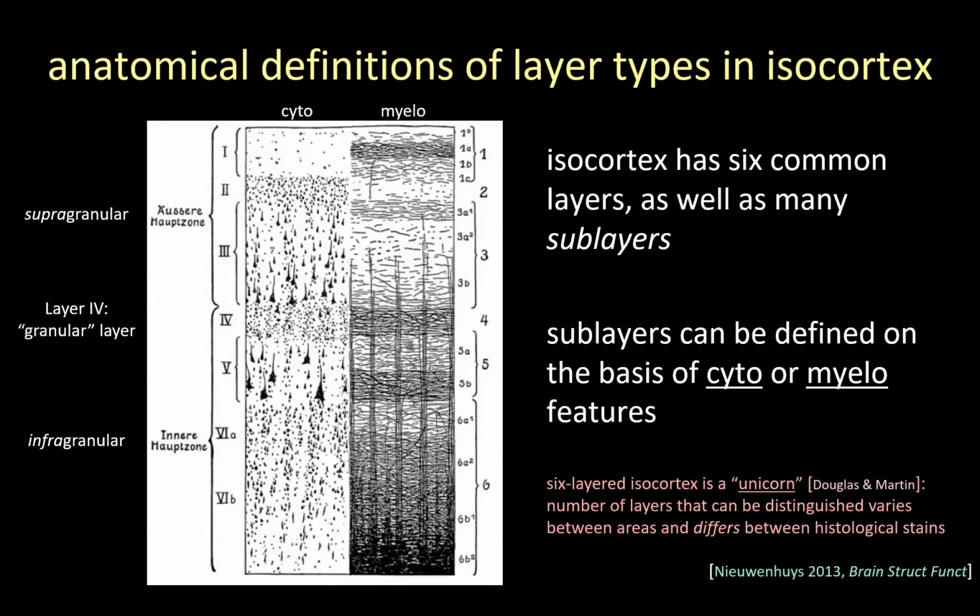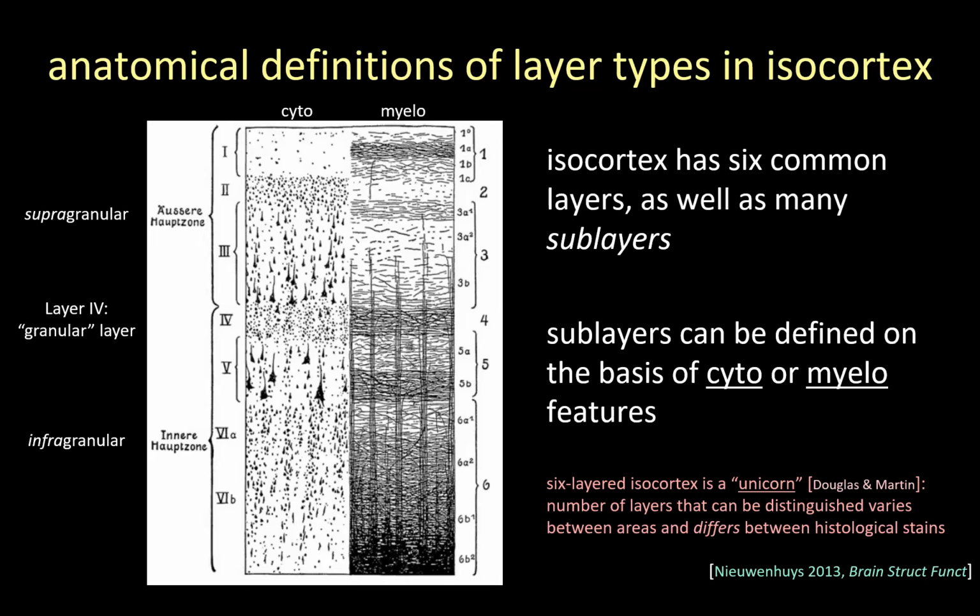Now, there are various anatomical definitions of layer types in the isocortex. They can be defined based on either cytoarchitectonic features like cell size or density, or myeloarchitectonic features such as myelin content and banding and fiber patterns. And so the isocortex exhibits these 6 common layer types, as shown here, and many sublayers as well, based on either cyto- or myeloarchitectonic features, as you can see.